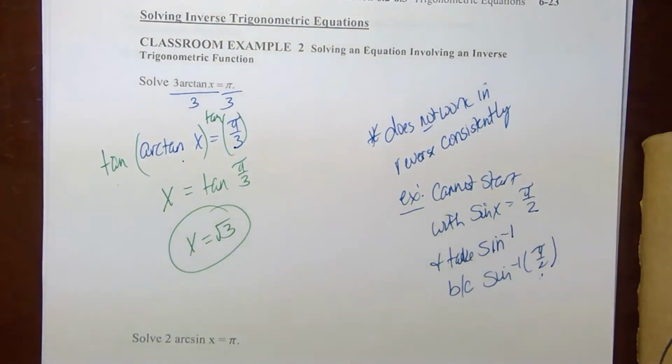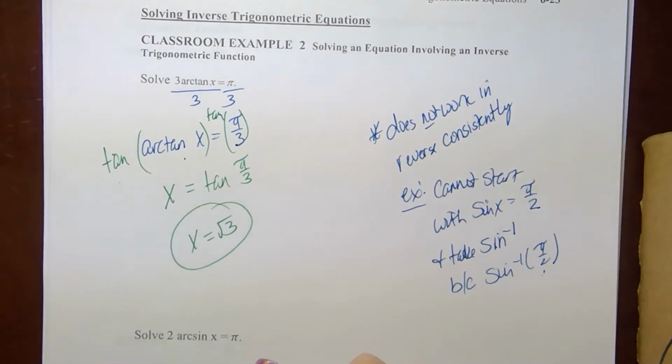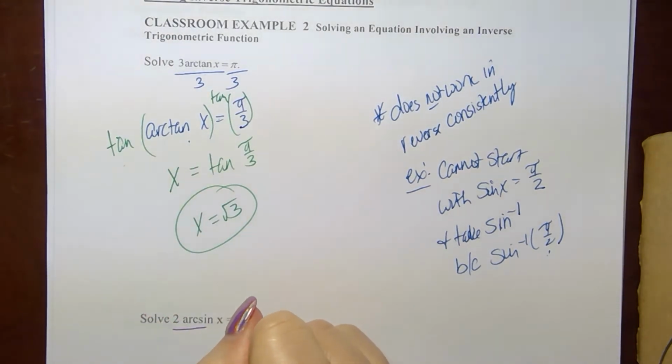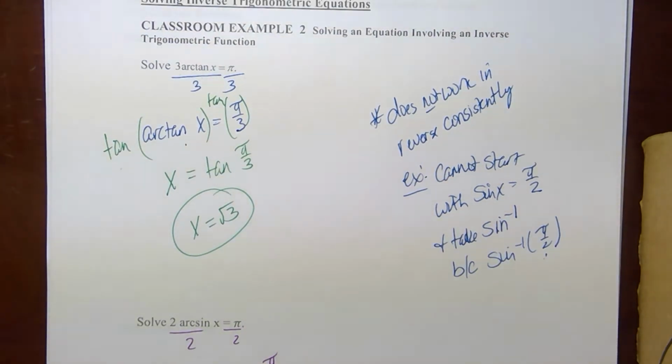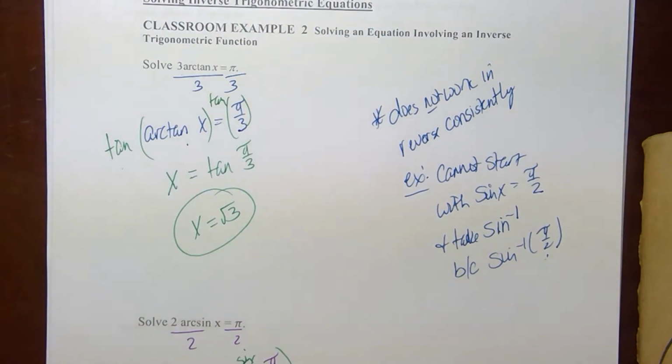Okay, let's go again. We've got 2 arcsine x equals pi. When I divide both sides by 2, I get arcsine x equals pi/2. At that point, I do that reciprocal or inverse function, take sine of both sides, which gives me x is equal to sine at pi/2. Sine at pi/2 is 1.